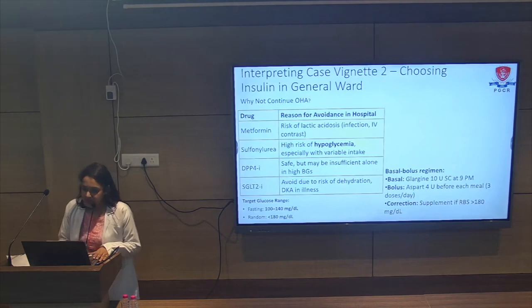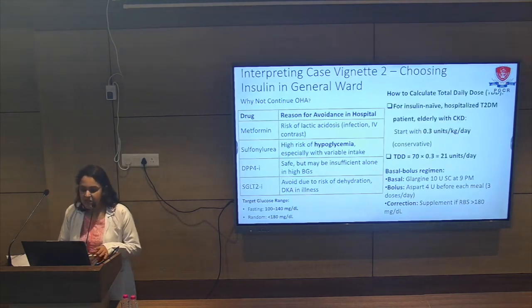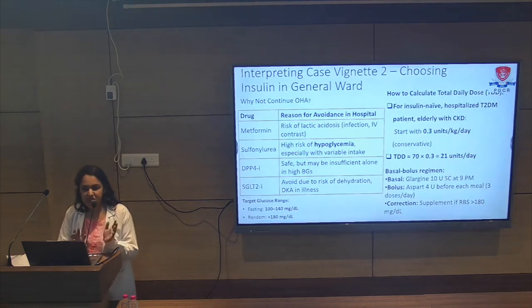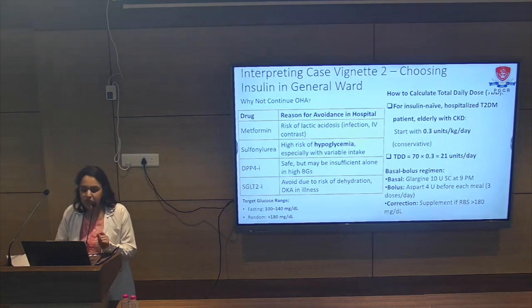We start insulin in this insulin-naive, hospitalized type 2 diabetes patient, and since the patient was elderly with CKD, we calculate the total daily dose estimate with 0.3 units per kg per day, which comes to around 21 units per day.